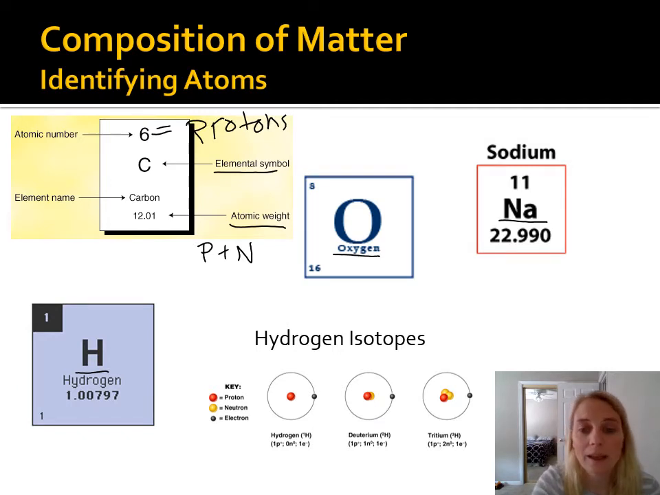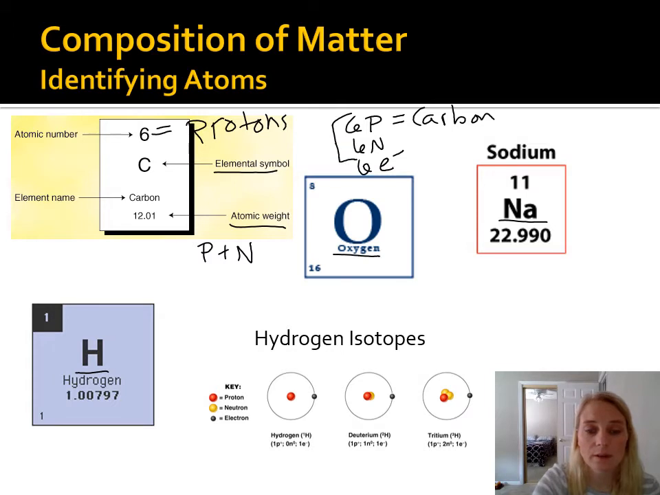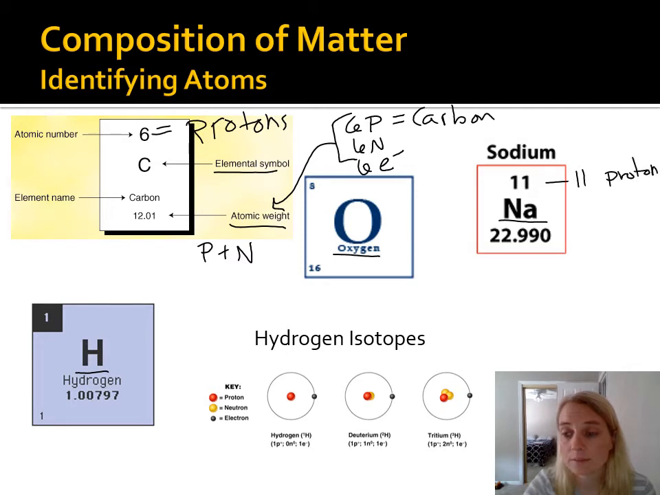So for carbon, it has 6 protons, 6 neutrons, and 6 electrons. So protons make it carbon. Carbon is number 6. You add your protons and neutrons together, you get your atomic weight, which is 12. Okay, so that's just the characteristics of carbon. We can do the same thing for sodium. Sodium is going to have 11 protons. And in a neutral atom, your electrons are always going to equal your protons. So it's going to have 11 electrons.